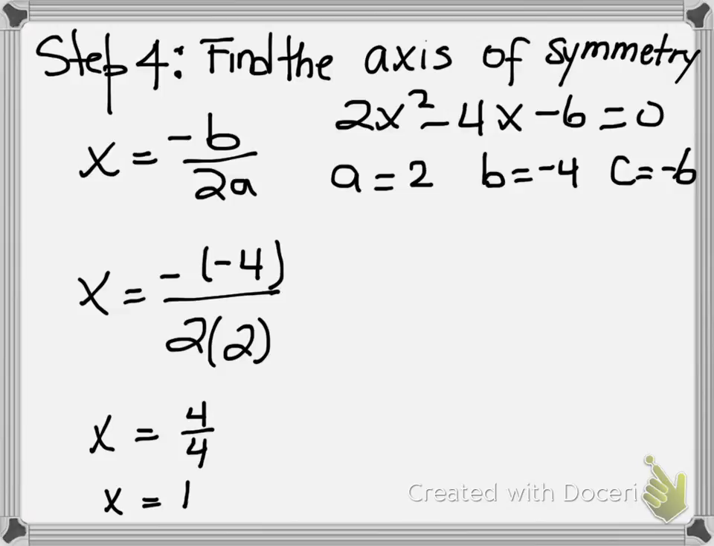Now, the axis of symmetry is always a vertical line at that x value, ladies and gentlemen. We're going to see how that works when we graph it. You're going to see that. Now, step 4 is just finding the axis of symmetry. That's just finding a, b, and c, and you use that and plug it in this particular formula. That gives us the axis of symmetry.